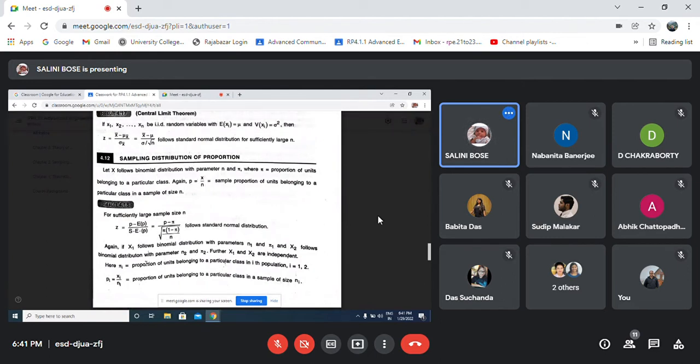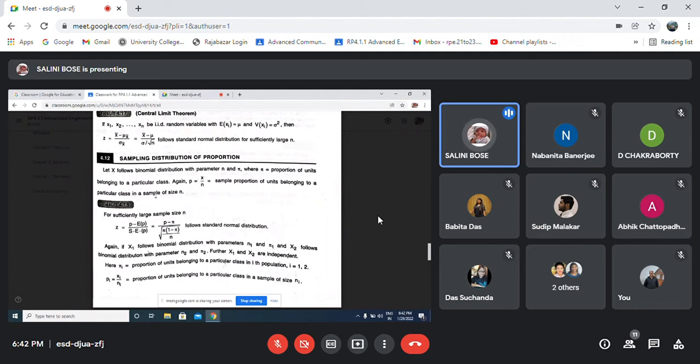distribution. For that case, for a sufficiently large sample size, we can say z equals p minus expected value of p. Now what is p? P is x by n, the sample proportion of units belonging to a particular class in a sample of size n. This binomial part you already know. It was already covered before in the probability distribution. So for sampling distribution of proportion, we will talk about the sample.